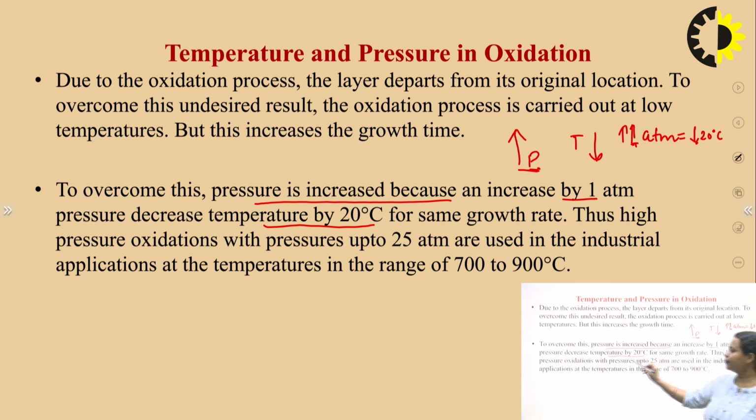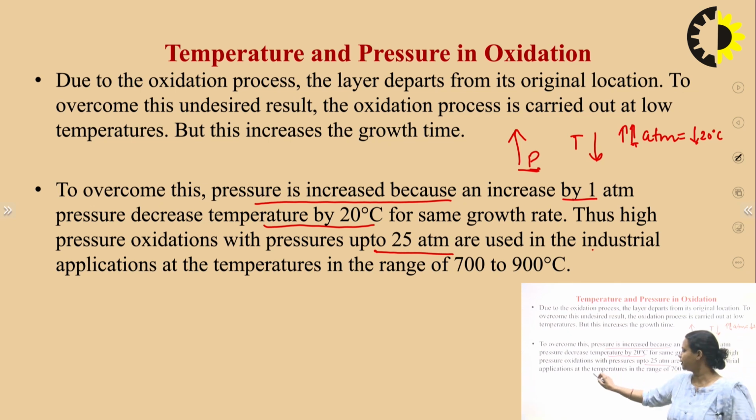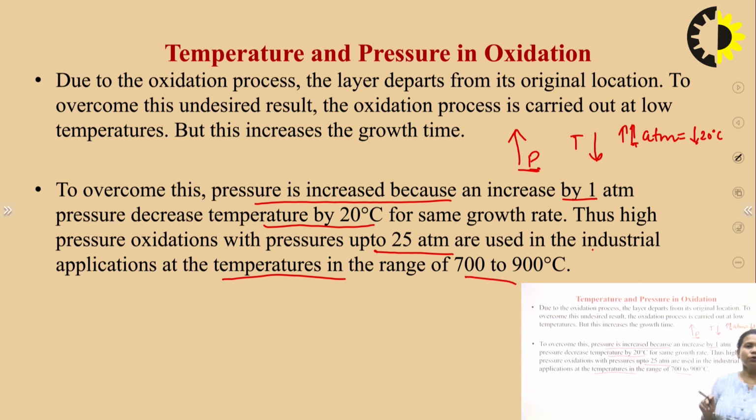So thus high pressure oxidation with pressure up to 25 atm is used in industrial applications at a temperature range of 700 to 900 degrees Celsius. On average we use up to 25 atmospheric pressure so that it can maintain that particular range, and the temperature should not rise beyond 700 to 900 degrees Celsius.